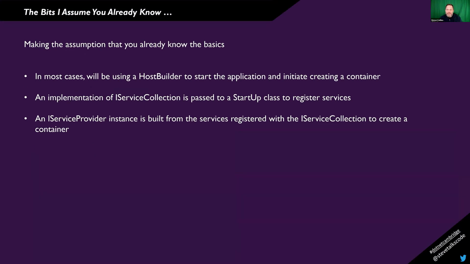So before we get going, I've had to make a few assumptions about what you may or may not already know about dependency injection in .NET Core. First is that most of you are familiar with using a host builder of one flavor or another to create the container. Now, whilst you can also create the container directly from the service collection without the host builder, I'm not going to focus on that too much in this talk.